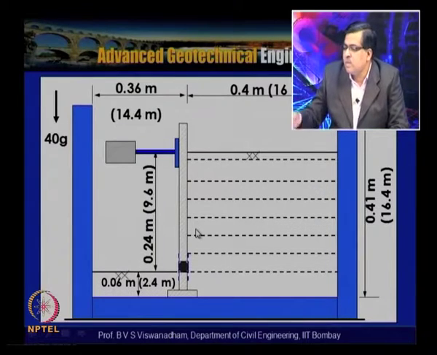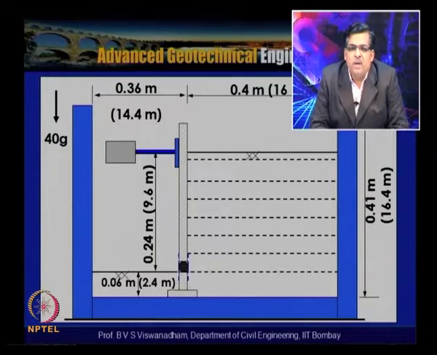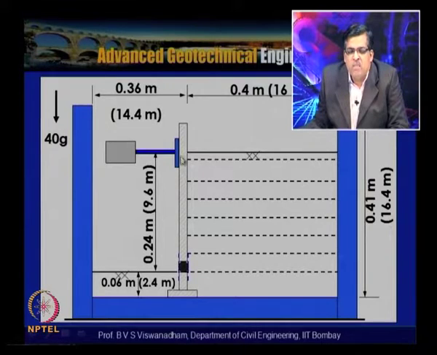So let us consider a typical failure study for a test at 40 G. Here the same container is used, wherein we have a rigid aluminum retaining wall and a hinge placed at this point. This is 0.24 meter, at 40 G it will be equal to 9.6 meter, and this is 0.4 meter, at 40 G it will be equal to 16 meters, and this is 0.36 meters, equal to about 14.4 meters. The entire depth of the container is about 0.41 meter, that is 16.4 meters at 40 G.